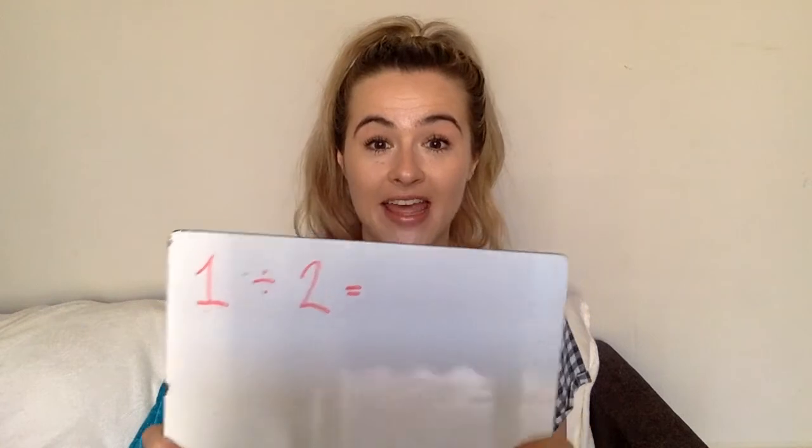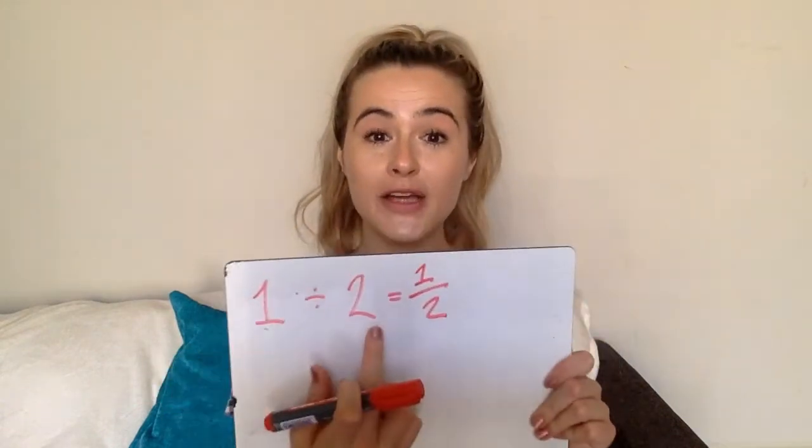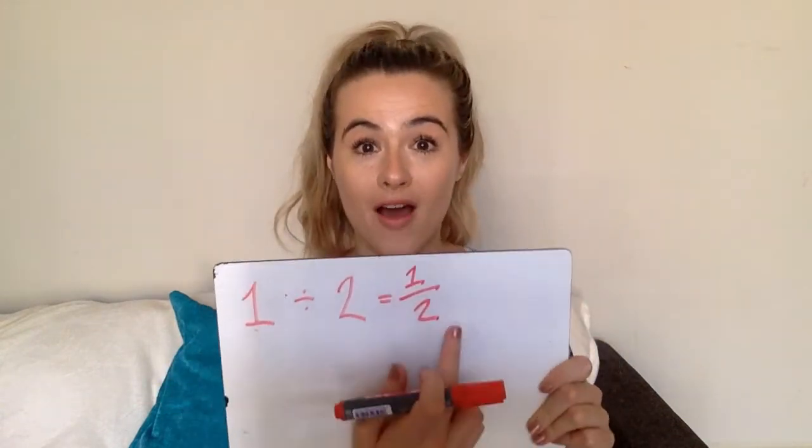I've got one piece of paper and I would like to share it, divide it into 2 parts. So I'm going to fold it into 2 parts. And I can see that each part is 1/2, one of 2 pieces. So the answer to my number sentence is going to be 1/2. 1 divided by 2 is the same as 1/2.